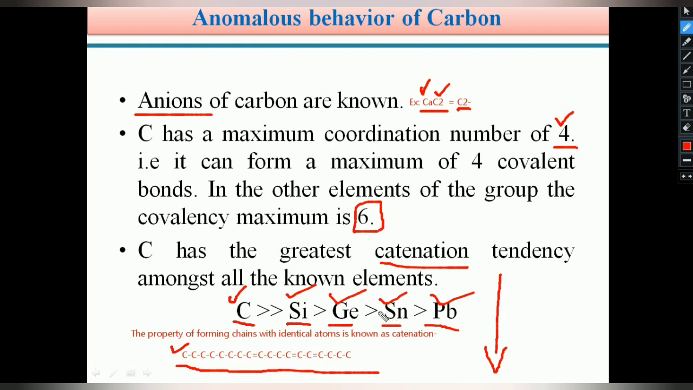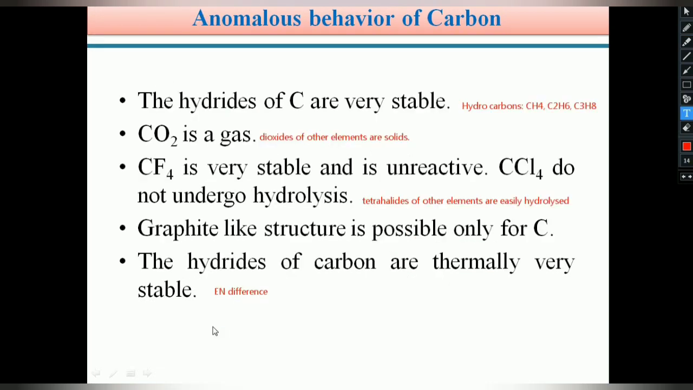Okay, students, so carbon has a great catenation tendency. Carbon has one noble property, that is catenation. Catenation capacity is higher for carbon when compared with the other fourth A group elements. So this is also one of the reasons carbon shows anomalous behavior. Another reason for the anomalous behavior of carbon is that the hydrides of carbon are very stable.